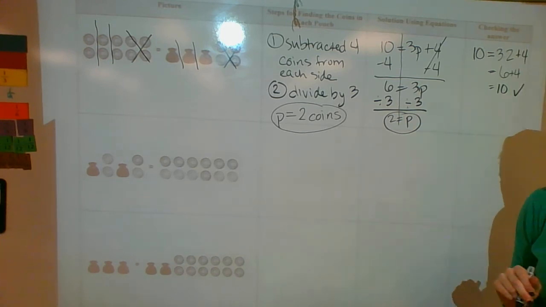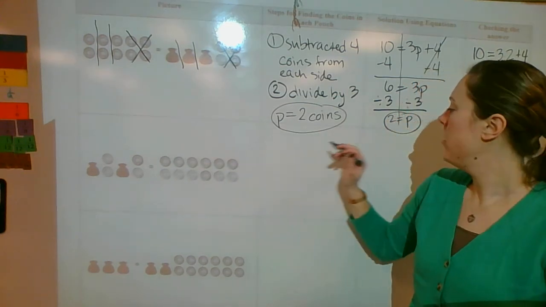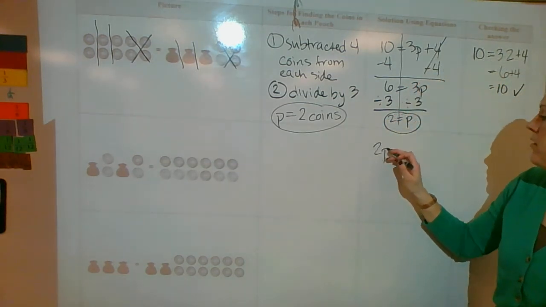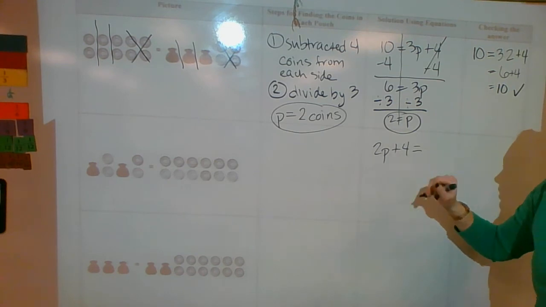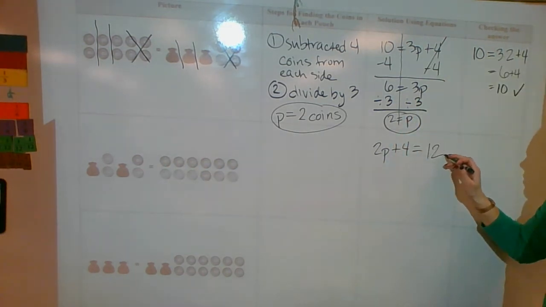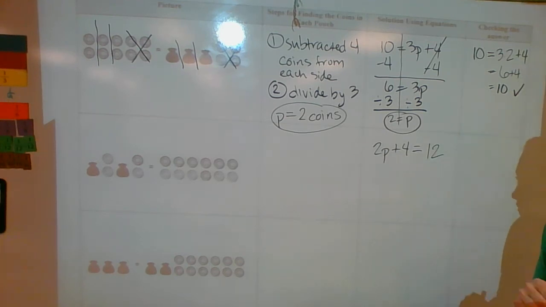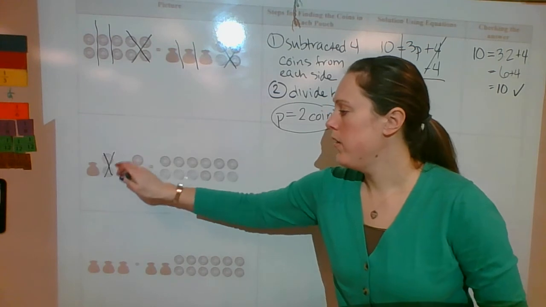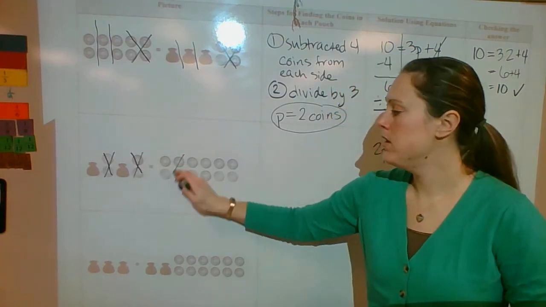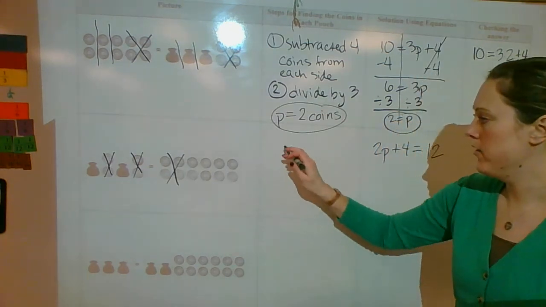Okay, so let's try another one here. I see 2 pouches plus 4 coins equal to 1, 2, 3, 4, 5, 6 times 2, 12. So we're going to just repeat that same process. Since there are 4 extra coins, I can subtract them from one side as long as I keep the balanced equation and I subtract the 4 from the other side.